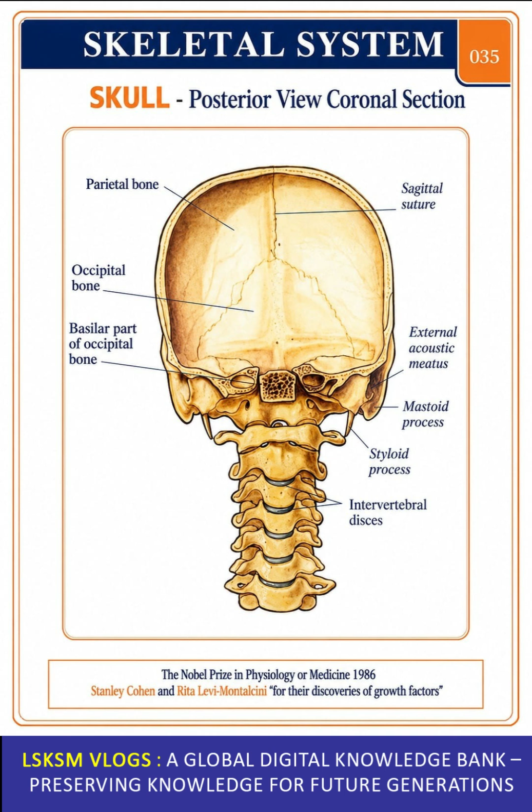Skull, posterior view, coronal section. The posterior view shows the back of the skull and the coronal section reveals the internal arrangement of cranial bones. It demonstrates how the skull protects the brain.